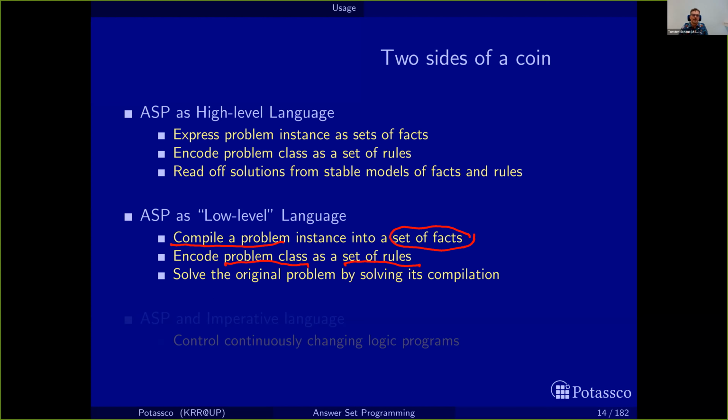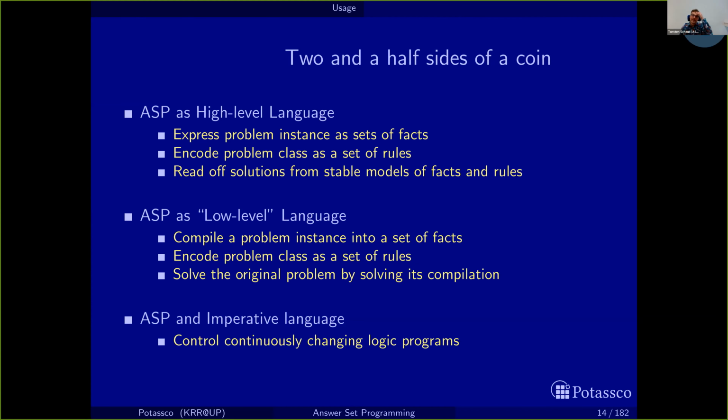Well, the other third approach that we will see is that you use ASP together with other languages. There, you have an ASP solver as an object in the software environment. You query this guy, or perhaps several solvers talk to each other, and there you use APIs that more or less solve continuously changing logic programs. That's the third way, and you have it inside a software environment.